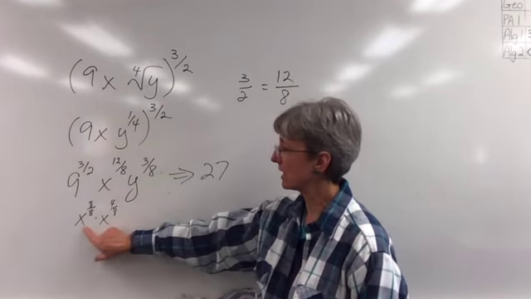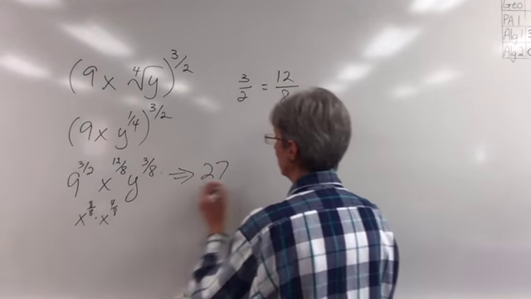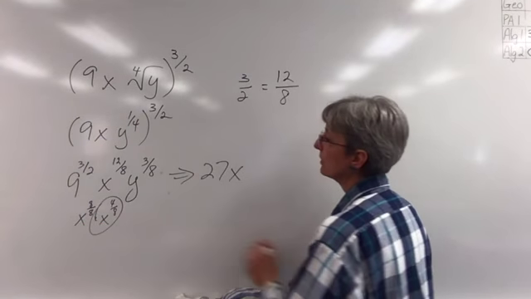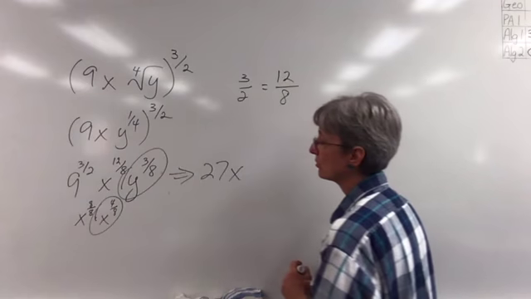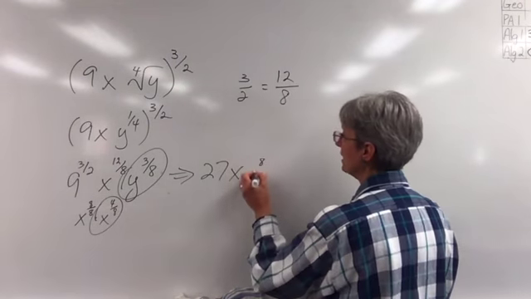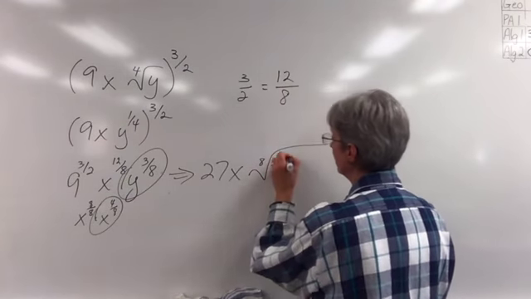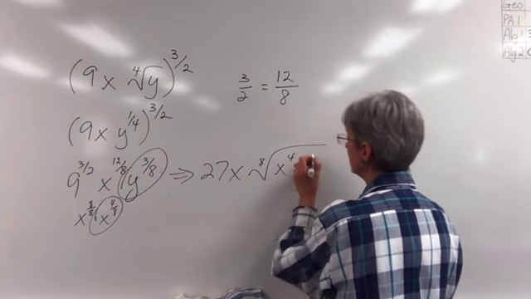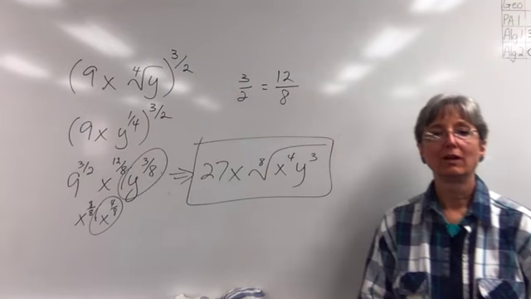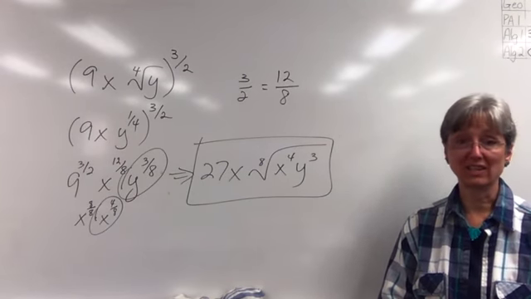And the reason I did that is because I've got 1x here. So I can pull out 1x, and that leaves x to the 4/8 and y to the 3/8. So since my root is 8, I'm going to take the 8th root of x to the power of 4 and y to the power of 3, and whew, that's my final answer. That was kind of gnarly.